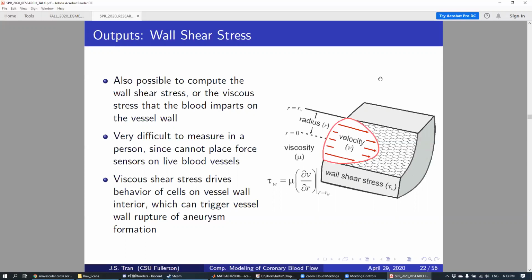Okay? And just like I mentioned before, viscous wall shear stress drives a lot of cell behavior, which can trigger things like vessel rupture or the formation of an aneurysm. Okay? An aneurysm is basically a sac of blood that forms in your cardiovascular system.